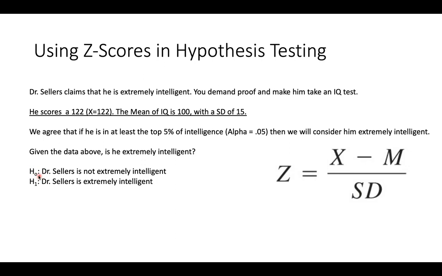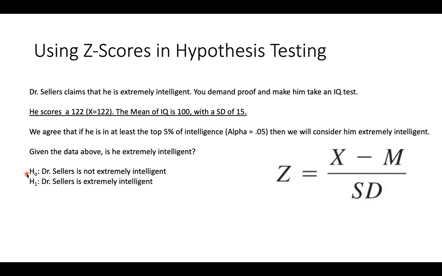H0, or the null, the nothing happens hypothesis, is that Dr. Sellers is not extremely intelligent. The null hypothesis is the place where we start. We start with the idea that we do not believe the claim. Science requires support in order for us to believe a claim. So when someone makes a claim, we withhold our acceptance of that claim until they provide evidence that supports their claim.